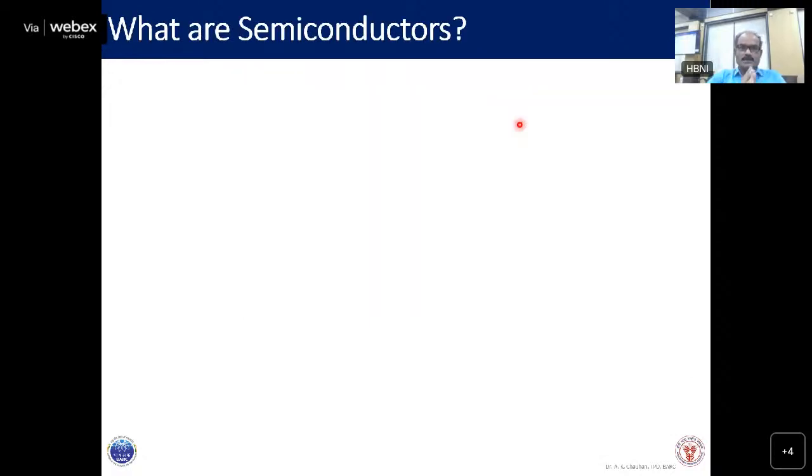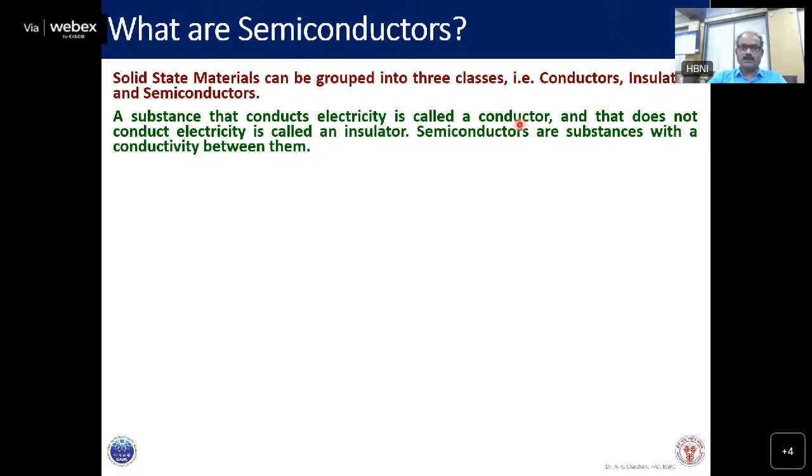So let us start. First, what are the semiconductors? All the solid state materials can be grouped into three classes: semiconductors, conductors, and insulators. Conductors are, in a crude way, those materials which conduct electricity, and those materials which do not conduct electricity are called insulators. Semiconductors are materials which have a conductivity between conductors and insulators, somewhere in between.